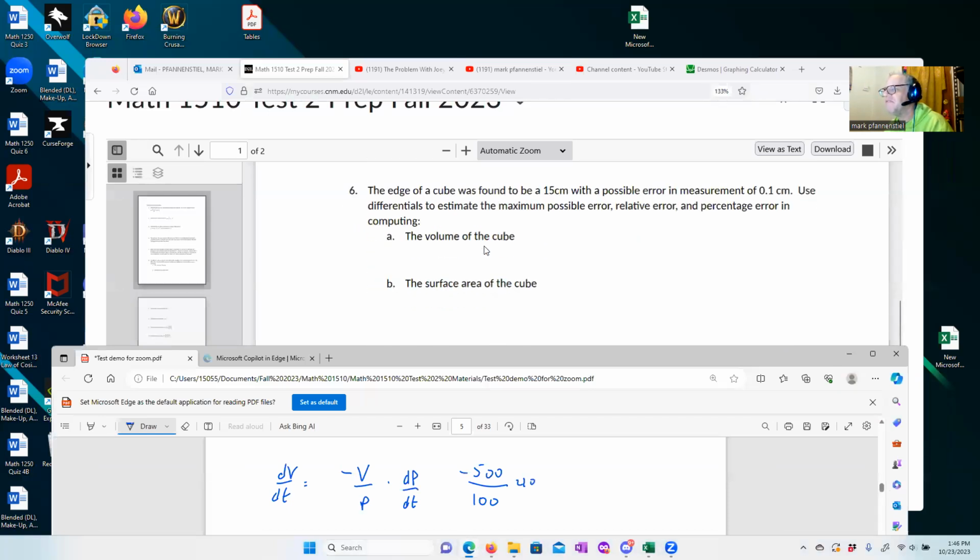The edge of a cube was found to be 15 centimeters with a possible error of 0.1 centimeters. Use differentials to estimate the maximum possible error. Find the percentage error when computing, and find the relative error and percentage error when computing both the volume of the cube and the surface area of the cube.